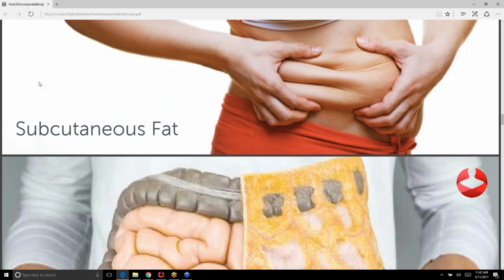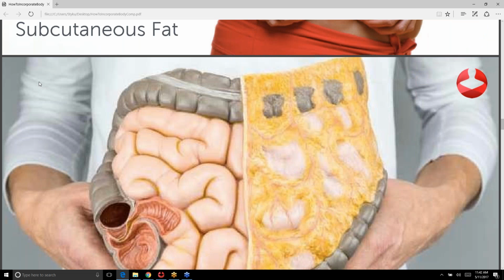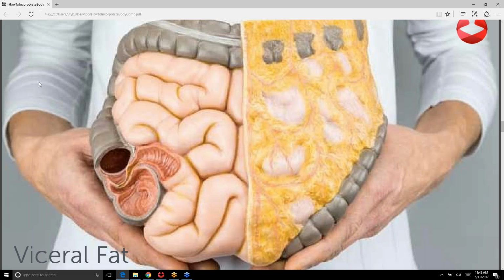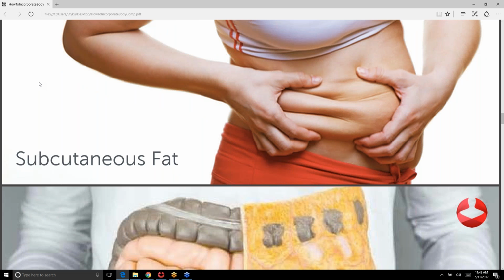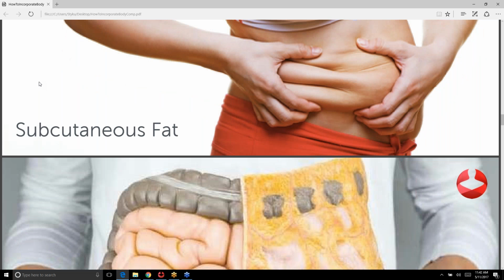All right, so we kind of went through that. I like to show this image of subcutaneous fat because you can get a sense of, here it is. This is why calipers work well to measure fat, because you can actually pinch it on the body, but the visceral fat, like I said, is much more difficult to see.